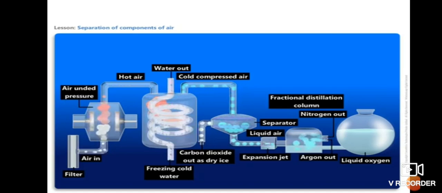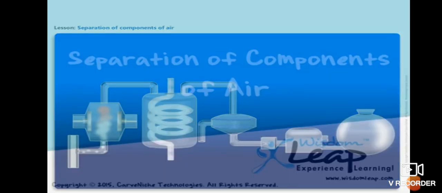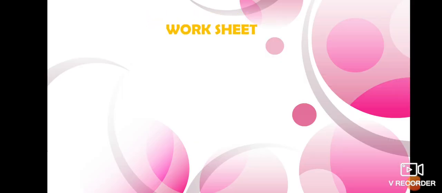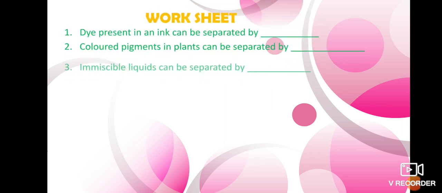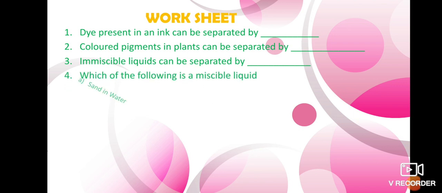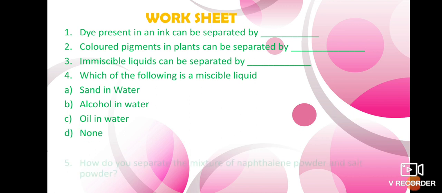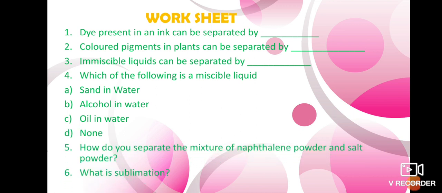Now this is the class for you in this session. From this we have completed the whole chapter, Matter Around Us Pure. Now I have given a worksheet to you for this class. Now complete your worksheet. Simple questions are there relating to this class only. You can watch the class repeatedly and you can get the answers if you have any doubt.